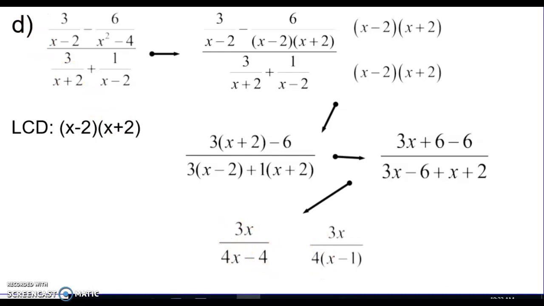Now for some extra practice, you should try letters B and C on page 9, as well as complete numbers 1 through 6 on page 10. That's some review on adding, subtracting, as well as one with your complex fractions that we just did.